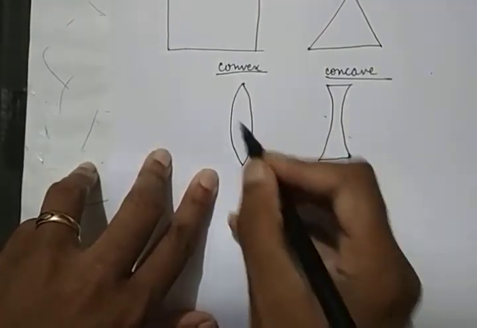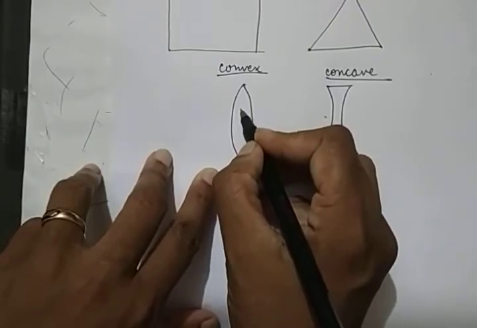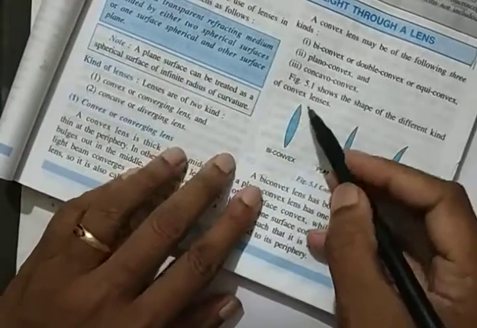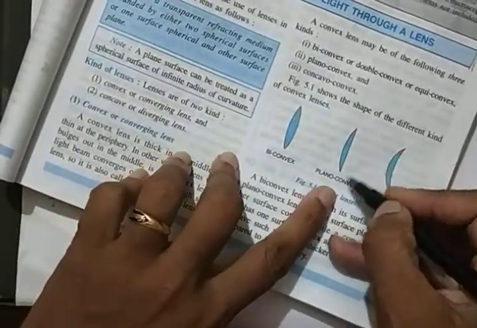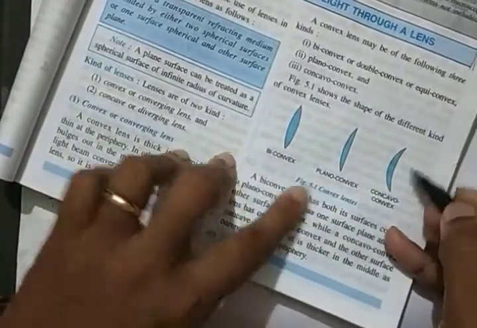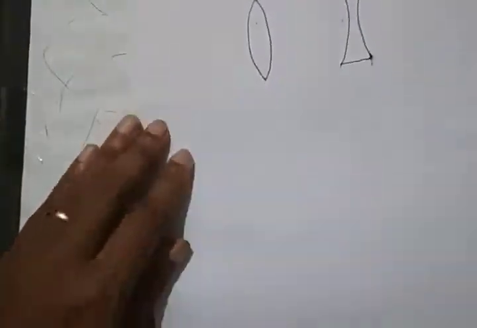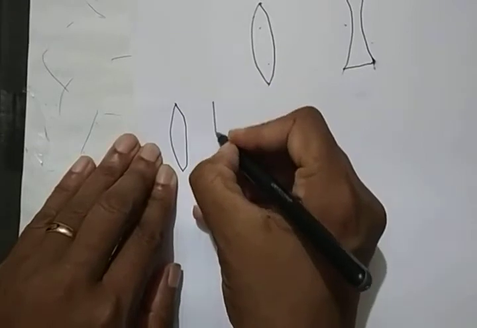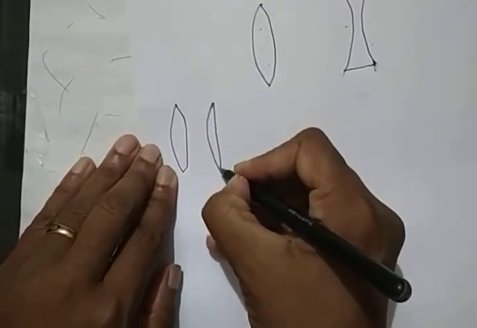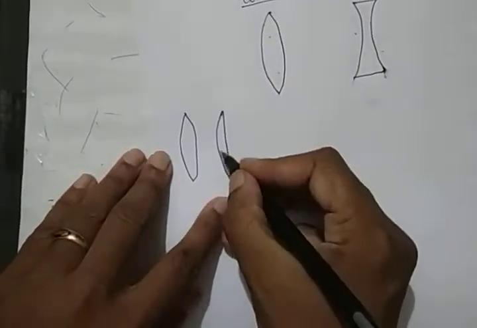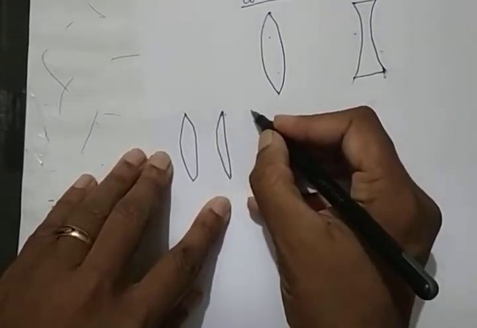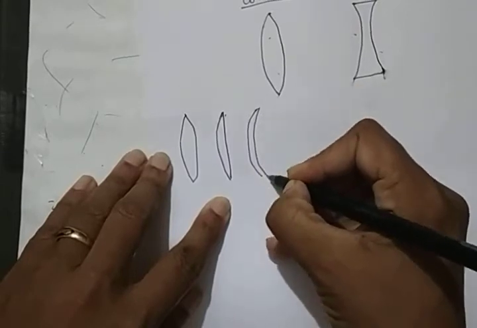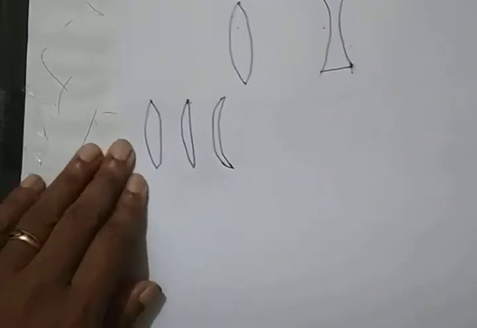Convex lenses have basically three types. This is called biconvex, this is called plano-convex, and this is concavo-convex. Biconvex means both sides are convex. Another type is one side plane and the other side convex, which is called plano-convex. Then you have concavo-convex, where one side will be concave and the other side convex.